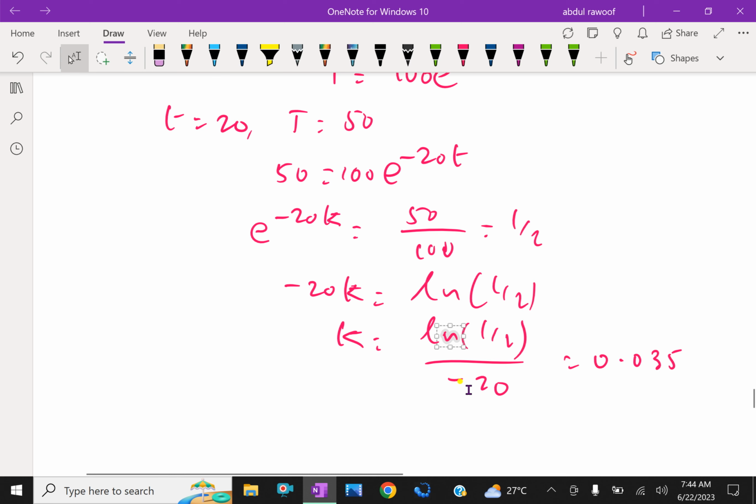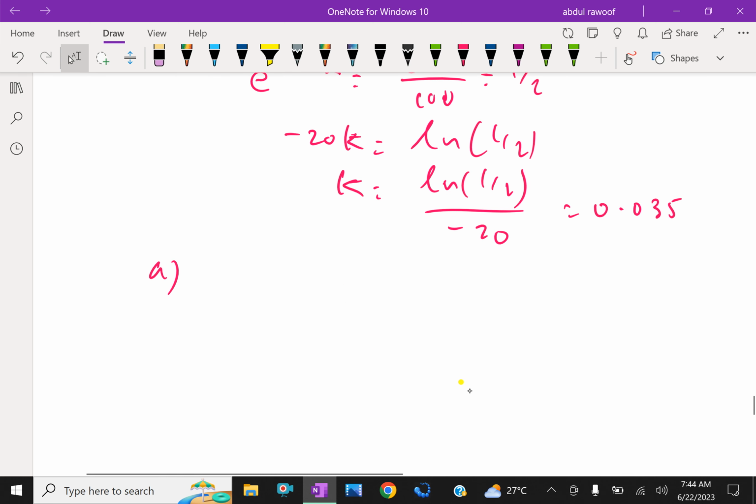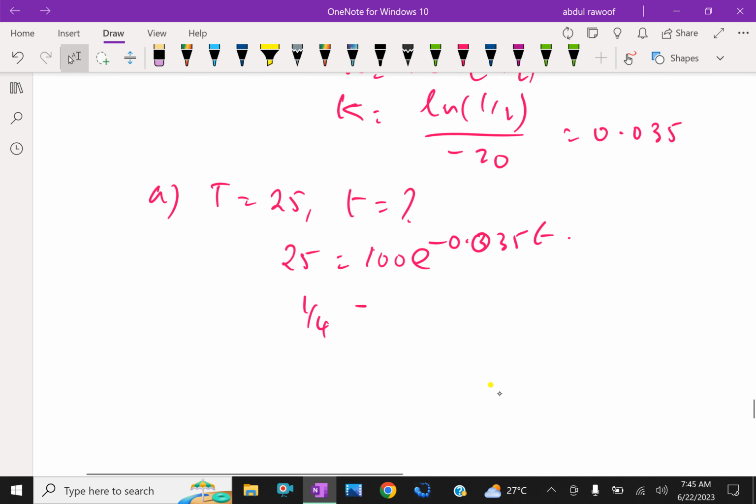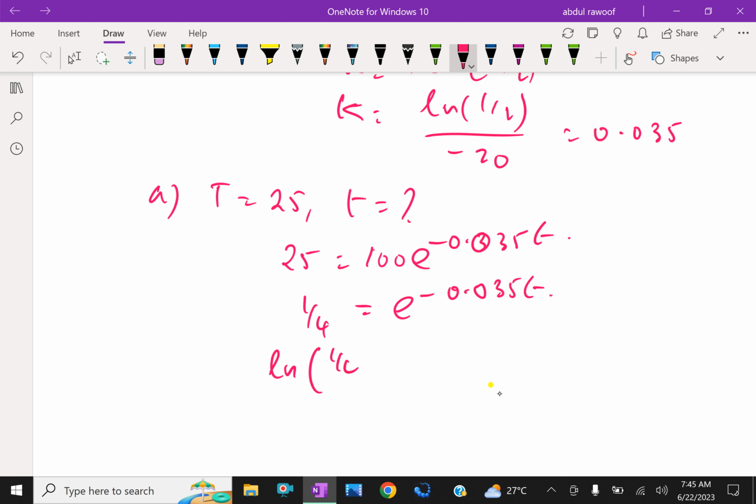After that, we are applying that K value here. First, we have the given things. We require t when T equals 25. We will put T equals 25. Therefore, in this equation, 25 equals 100 e to the power minus 0.035 t. Now 25 by 100 is a quarter, 1 by 4 equals e to the power minus 0.035 t. Taking ln on both sides, ln of quarter equals minus 0.035 t, because ln e equals 1 here.